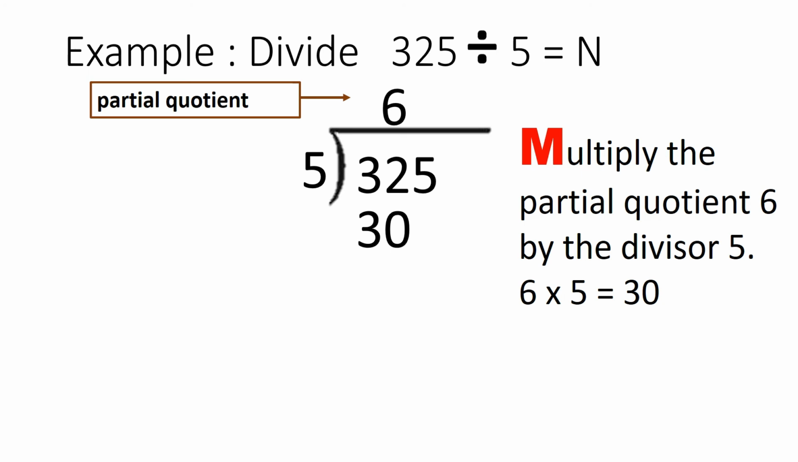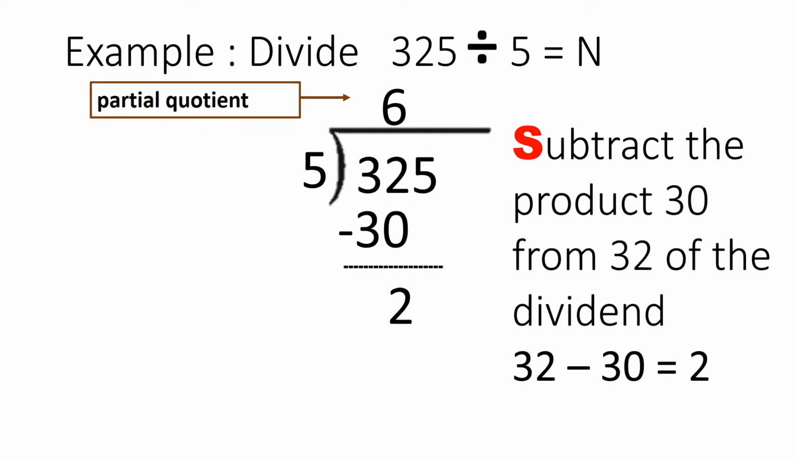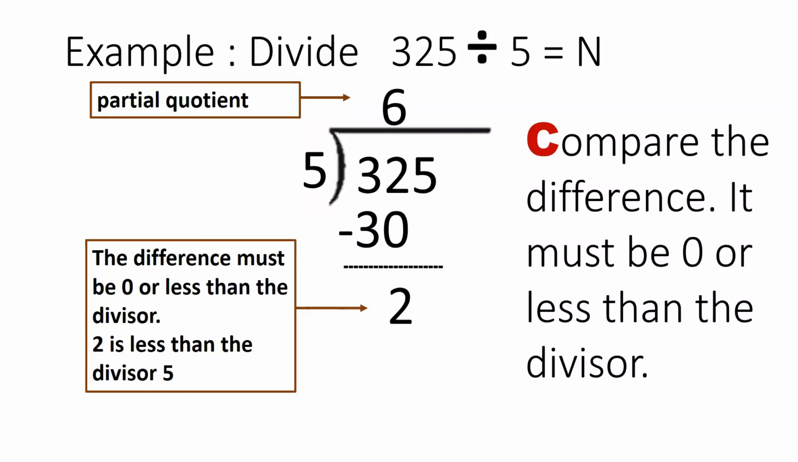So next step is to multiply the partial quotient 6 by the divisor 5. 6 times 5 equals 30. We go to S, or subtract the product 30 from 32 of the dividend. 32 minus 30 equals 2. Next step is letter C, compare. Compare the difference. It must be 0 or less than the divisor. 2 is less than the divisor 5.